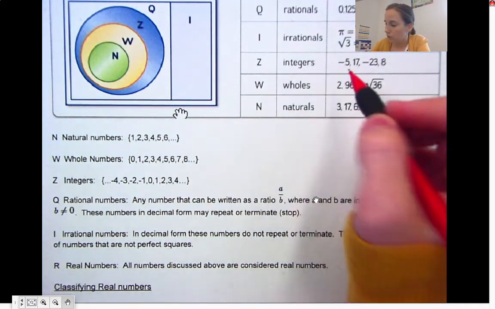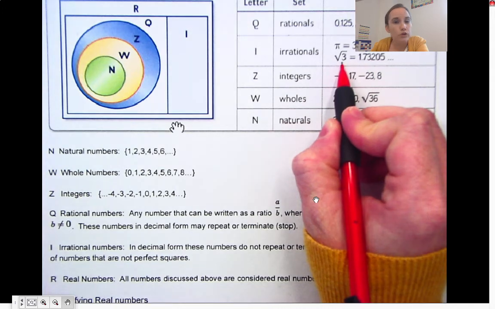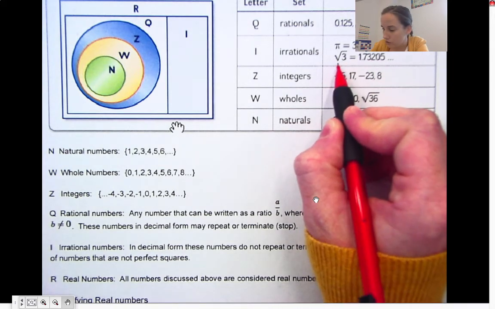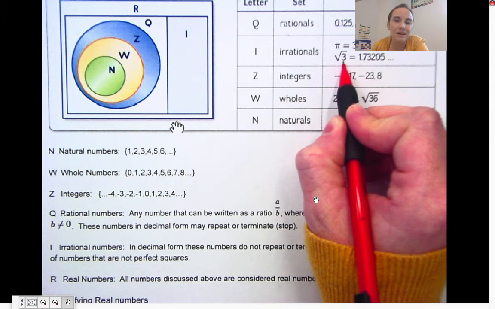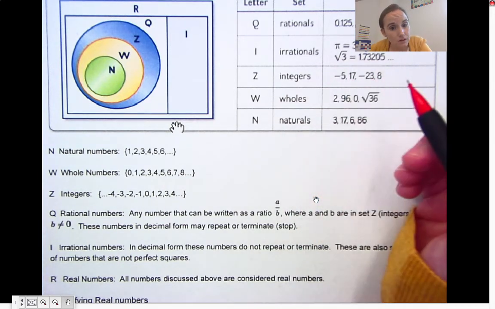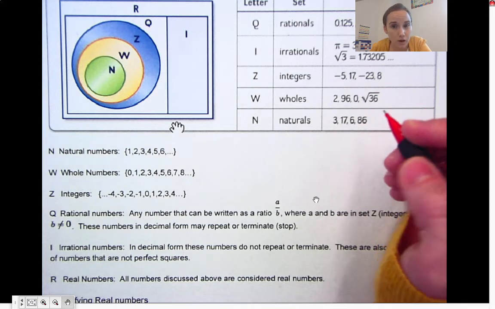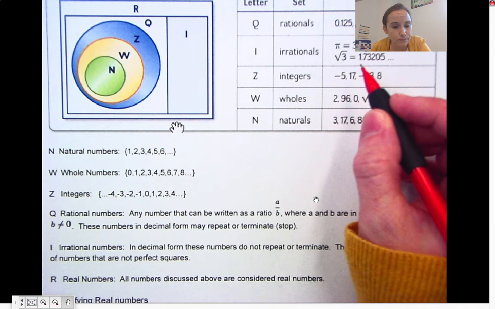Also, in the set of irrational numbers are square roots of numbers that are not perfect squares. So, looking at this example, the square root of 3. 3 is not a perfect square. If I tried to get the square root, I'm not going to get a nice whole number for my answer. But if I had the square root of 25, I would. So the square root of 25 would not belong in the irrational set.